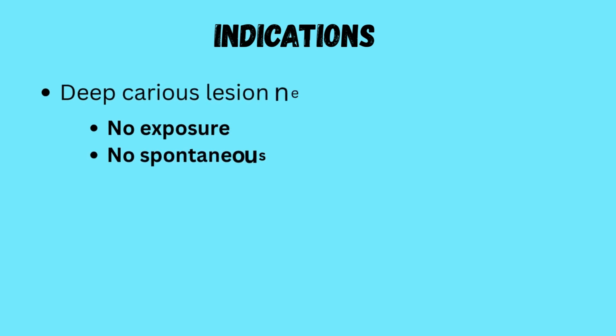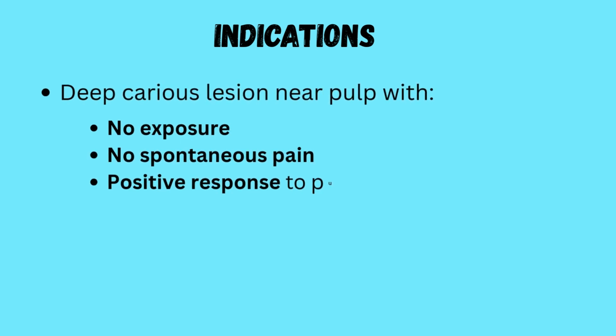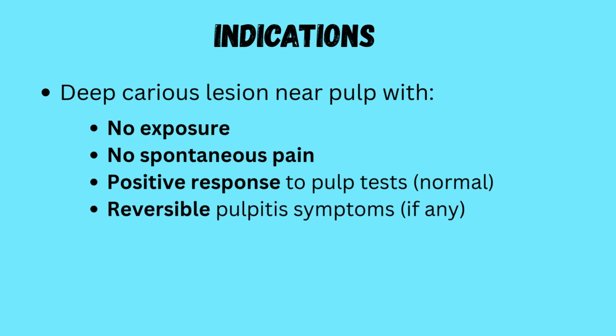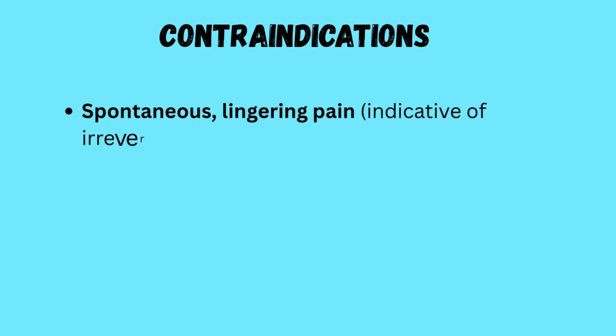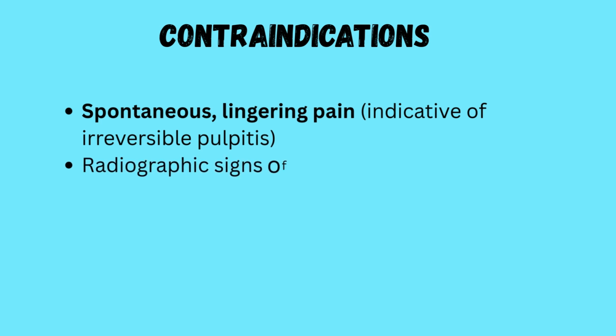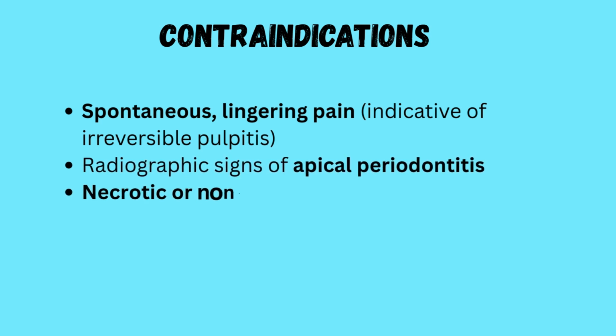We do indirect pulp capping when there is a deep carious lesion but no exposure of pulp, no spontaneous pain, a positive response to pulp test, and if it is showing symptoms, it must be of reversible pulpitis. Contraindications are the same as those of direct pulp capping, which is a tooth showing symptoms of irreversible pulpitis, necrotic or non-vital pulp, and visible radiographic pathology.